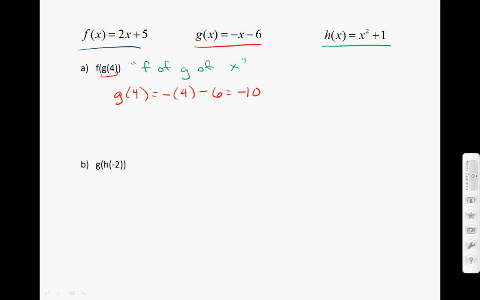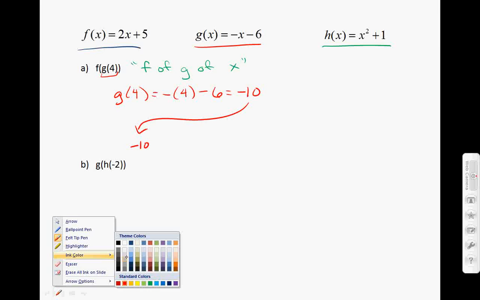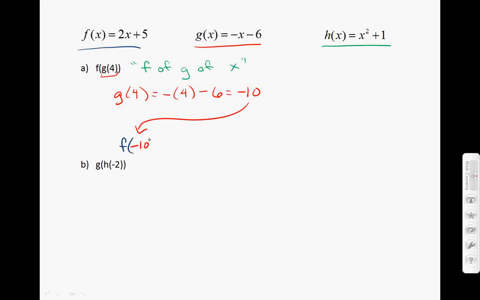We are then going to take negative 10 and insert it into the f function, which was 2 times x plus 5. So f of negative 10 is 2 times negative 10 plus 5, which is negative 20 plus 5, which is negative 15. That is f of g of 4. So again, start from the inside and work your way out.